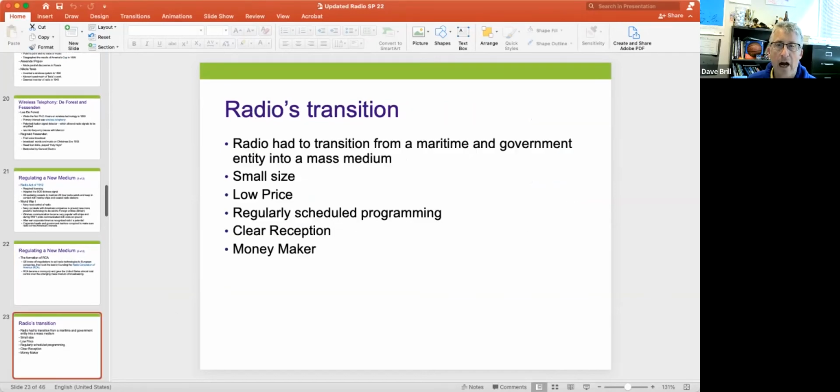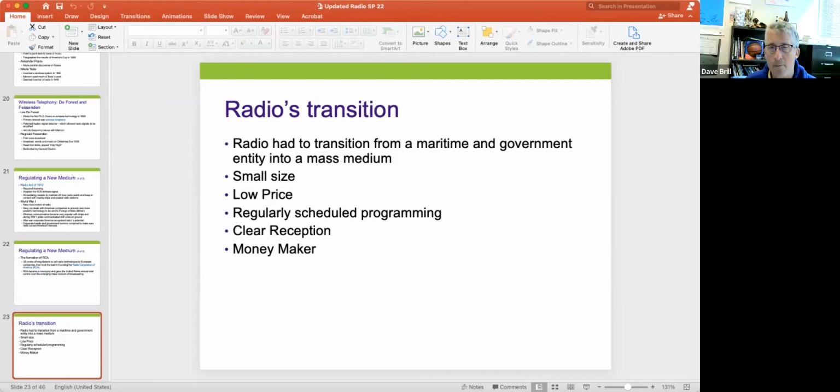All right, so how do you transition then after the war is over? Now it's 1919 and beyond. How do you transition from something that was basically being used from the Navy standpoint to where someone like myself or you could actually start to listen to radio and use radio and all it entails, right? Well, here were some of the things that had to be solved. Radio had to transition from a maritime and government entity into a mass medium.